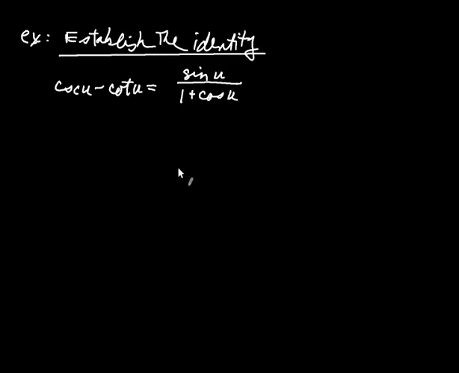Okay, in this video we're going to talk about establishing trigonometric identities. An identity is an equation that you want to show is true. Now, it has a left-hand side and a right-hand side, and you have to remember that you can either work with the left or you can work with the right, but you never work with both of them at the same time. So you often pick the side that looks the most complicated and try to simplify it.